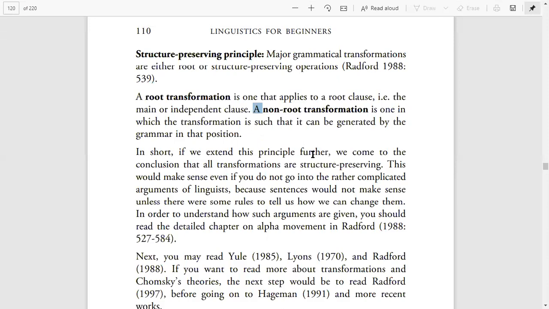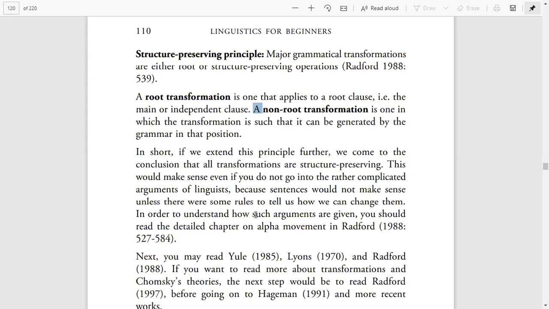They preserve structures, right? This would make sense even if you do not go into the rather complicated arguments of linguists, because sentences would not make sense unless there were some rules to tell us how we can change them. If we do not have reasons behind the rules, those sentences would be meaningless. So we should have some rules, regulations and logic behind any structure.